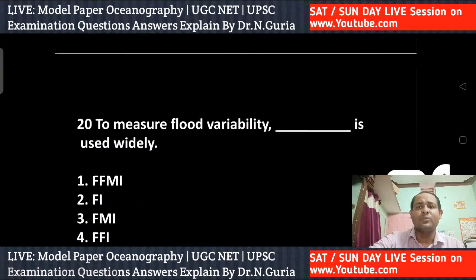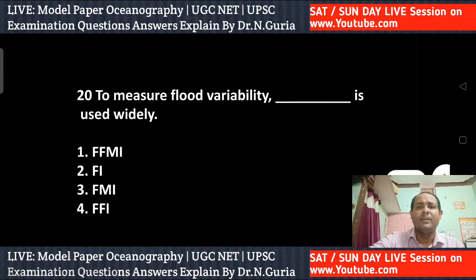Now next another question for you. Very interesting question. To measure flood variability, which is used widely? The options are FFMI, FI, FMI and FFI. Very interesting question. Basically, I explain this question.